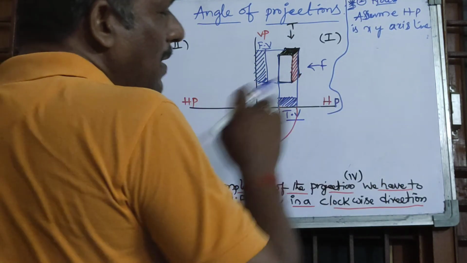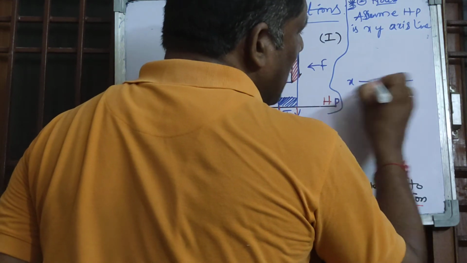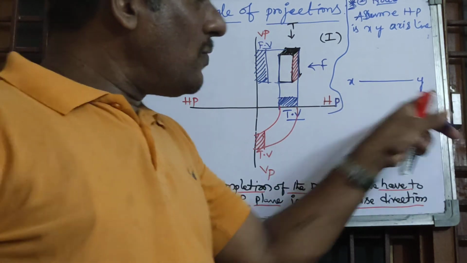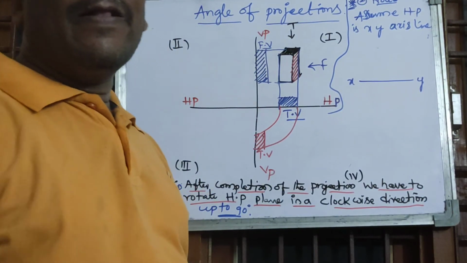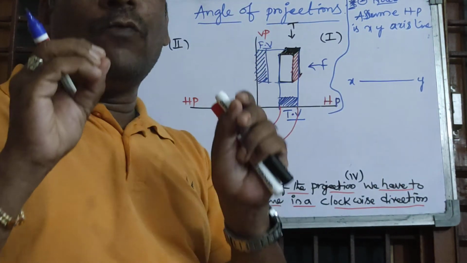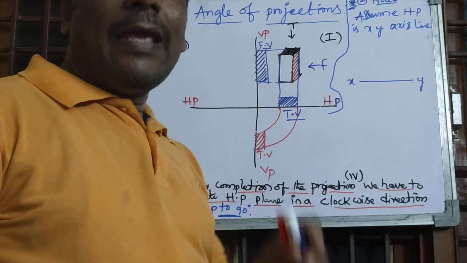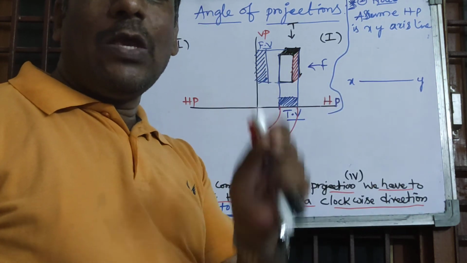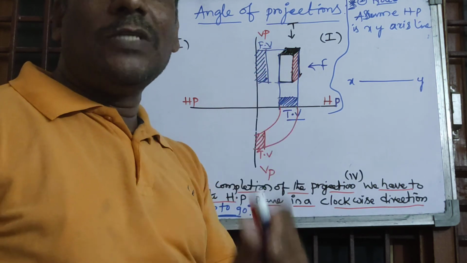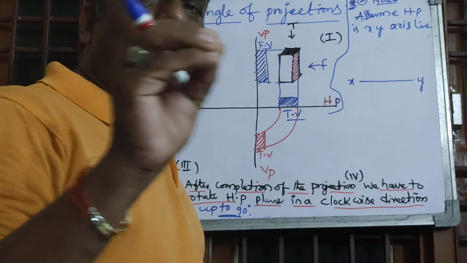So now this is the horizontal plane actually. Assume that it is the XY axis line. Why are we going for the XY axis line? XY axis line is only for separation of front view and top view. Engineering drawing is a universal language, so we must follow constant rules and regulations. So XY axis is only for separation of front view and top view.